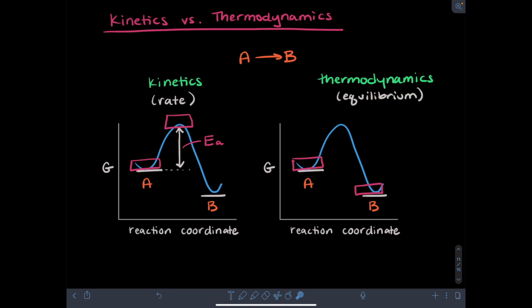I'm considering the energy of starting material A relative to the energy of product B, and I measure this as the free energy for the reaction, delta G. This is also related to the equilibrium constant KEQ. Notice that thermodynamics isn't concerned at all with the energy of the barrier. That's solely in the realm of kinetics.